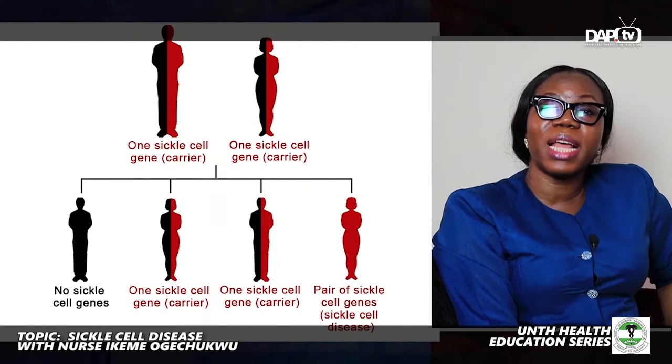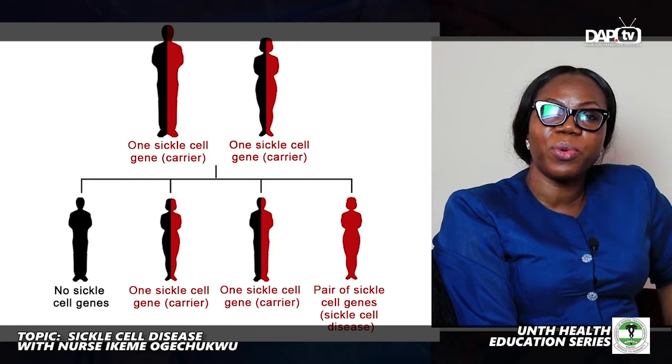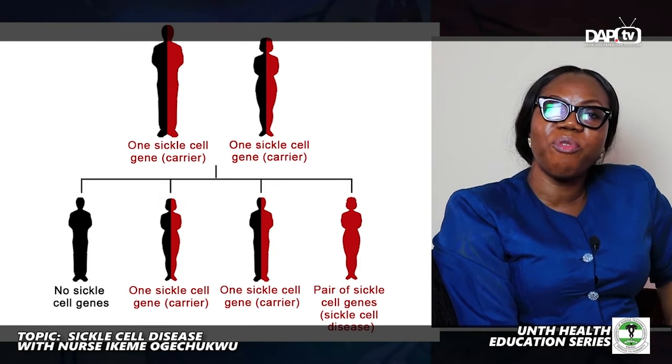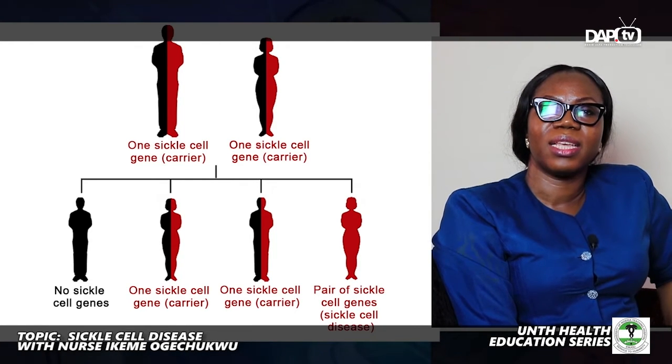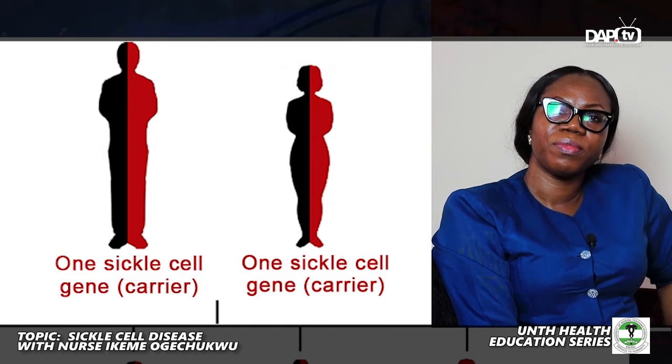That doesn't mean that people that are sicklers will not get married. They will get married, but they will have to marry people that have genotype AA, so that if worse comes to worse, they will have AS children and not sicklers. When somebody has AS, it means that you are a carrier. The person will not have the crisis and the complications of sickle cell.